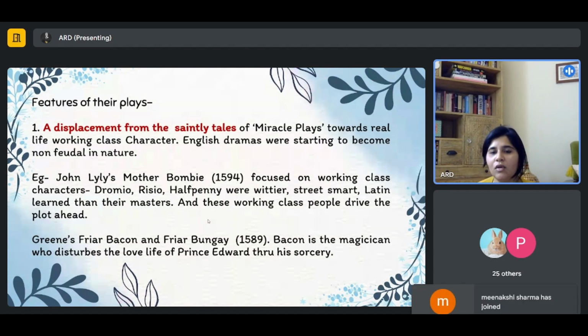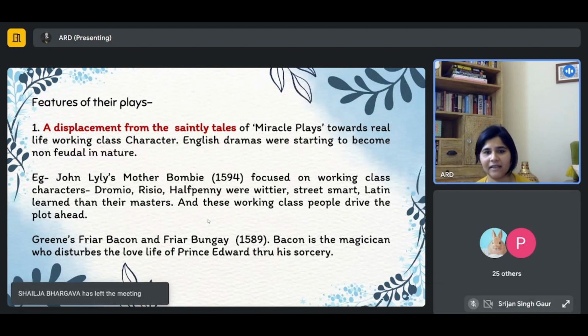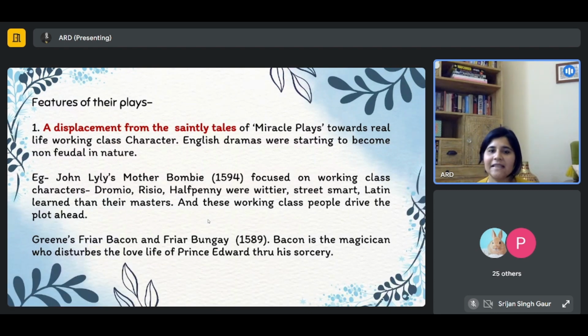Okay. So how were their plays? So their plays displaced the saintly tales. Now they were talking about real, working life characters who were non-feudal. Like John Lilly's Mother Bombay. Mother Bombay has lots of working class characters who are very witty. They are the ones driving the plot. They are the ones conniving and making the children of the aristocrat dance to their tunes. So that sort of sensational drama it was.